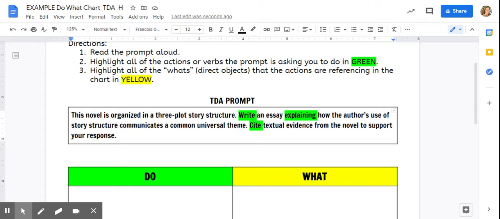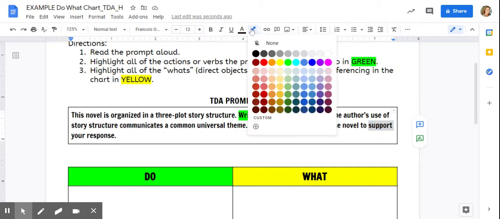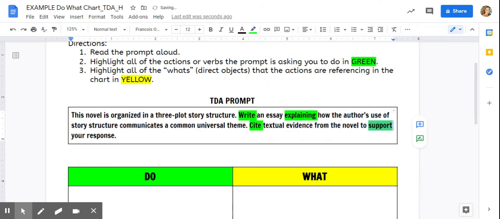So that's where you actually are going to be copying in the words from the novel in this case. It says cite textual evidence from the novel to support. Let's go ahead and highlight support here. You have to make sure this evidence supports your response. And we'll get into what that means when we get it down into this chart.